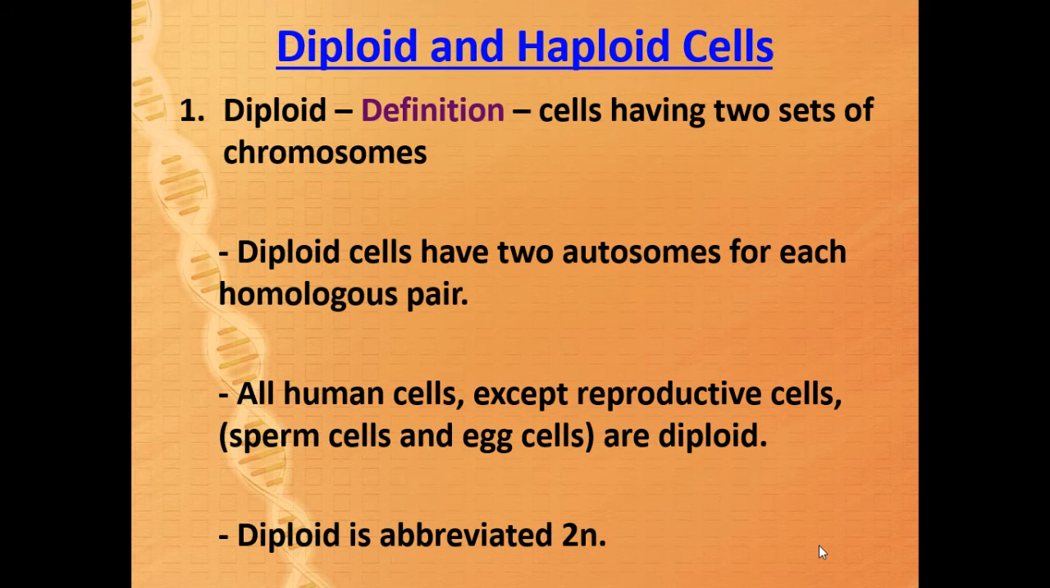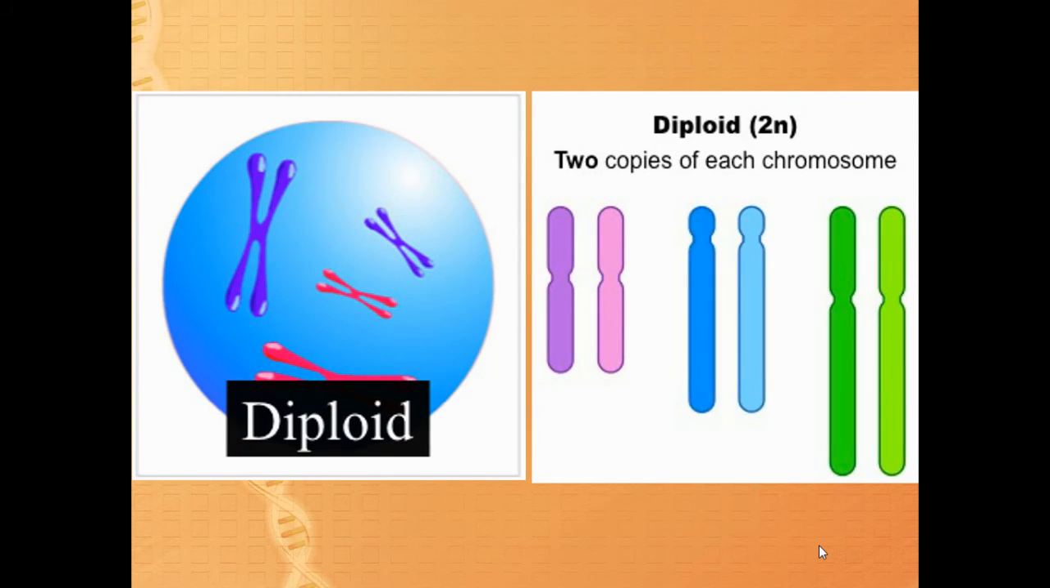Now, diploid means that these cells have 2 sets of chromosomes. Diploid cells have 2 autosomes for each homologous pair. All human cells, except reproductive cells, the sperm and the egg, are diploid. Diploid is abbreviated as 2N. So here we have diploid, and you can see that they are shaded in different colors. One would be from your mom, one would be from your dad, but this is a homologous pair, homologous chromosome, so we have 2 of them that stick together.